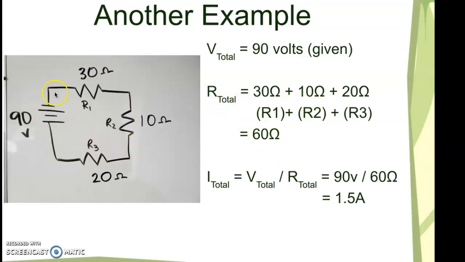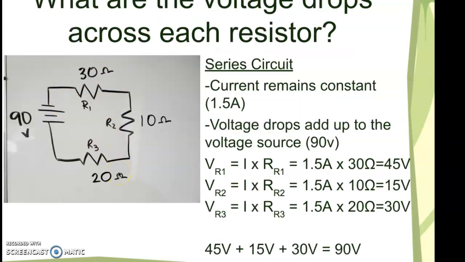If I want to know what is the flow or what is the current traveling through this circuit, I'm going to have to calculate it by taking our total voltage divided by total resistance. 90 volts divided by 60 ohms gives us 1.5 amps. And that's, again, the same no matter where you measure that value. But what about the voltage drops across each resistor? Remember, current remains constant at 1.5 amps, and the voltage drops should eventually add up to 90 volts, so we know how to check our work.